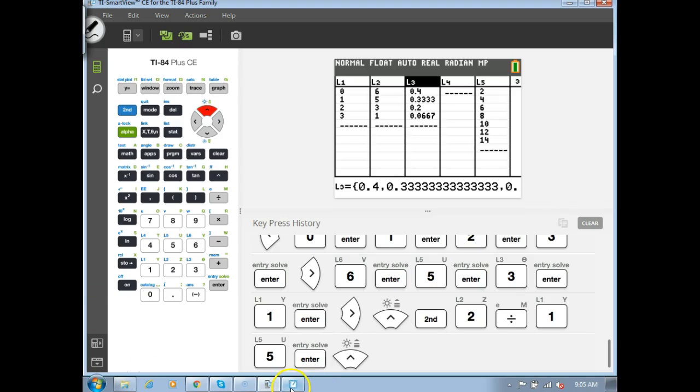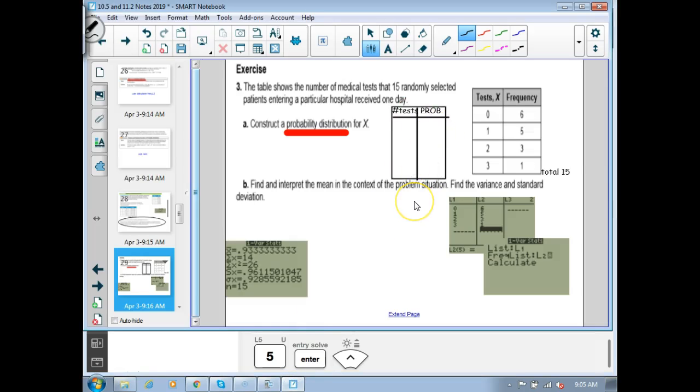Back to my table here. I didn't fill out anything yet, so I should probably do that. Can you guys read them off to me? Because I didn't write anything down. 0.4, 0.33, 0.2, 0.7? Okay, that's fine. All right, so obviously your calculator kept more decimals than I'm writing down, but you got it.